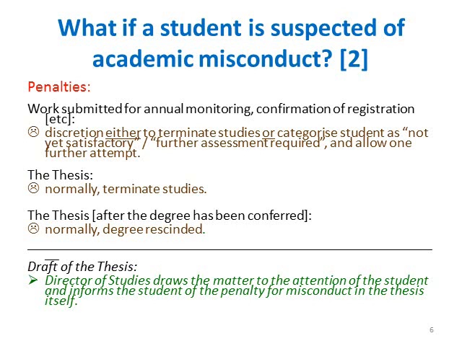Either it can terminate studies, or it could categorise the student as not yet being satisfactory or in a further assessment required position, in which case the board would allow one further attempt. And clearly the board would exercise its discretion bearing in mind the severity of the offence, but it's worth being clear that even for annual monitoring, termination of studies is a possibility open to the board.